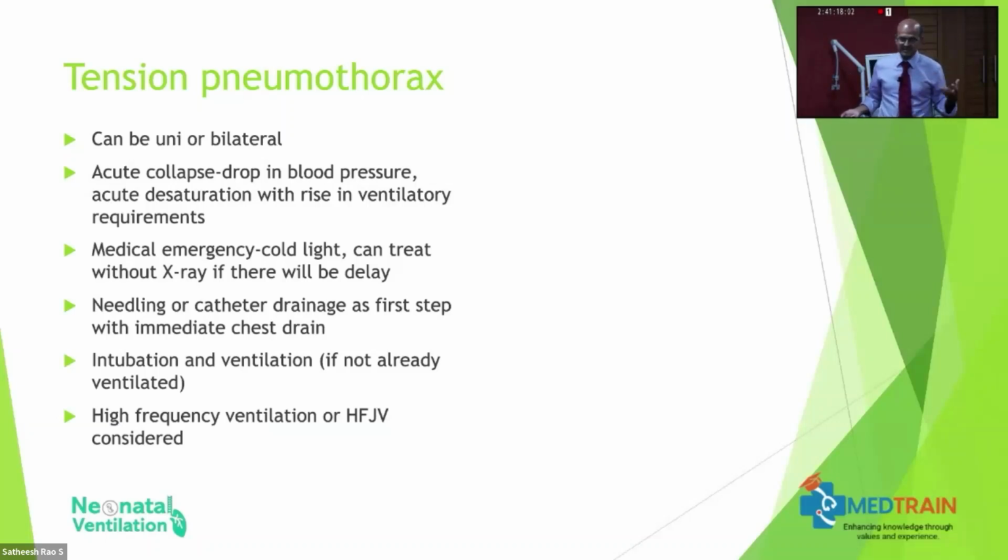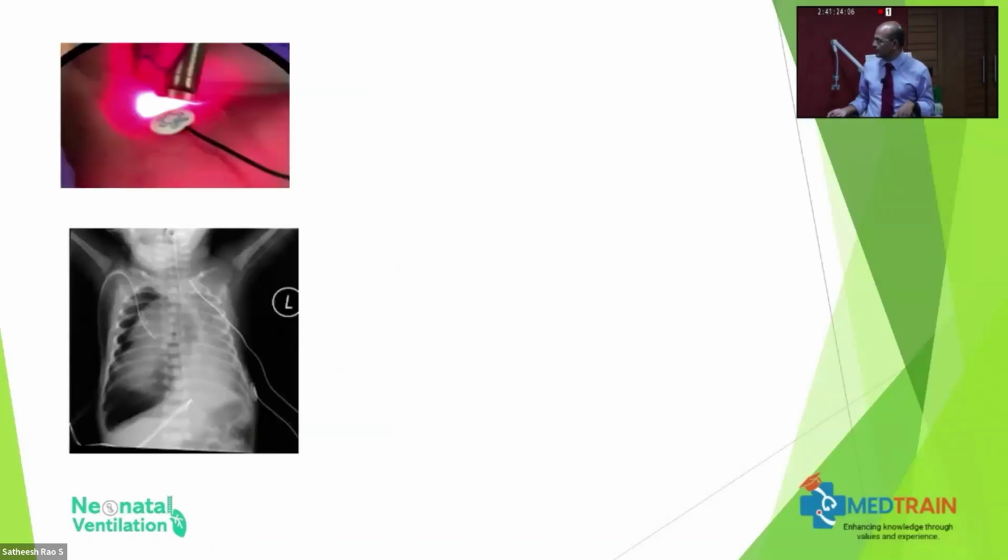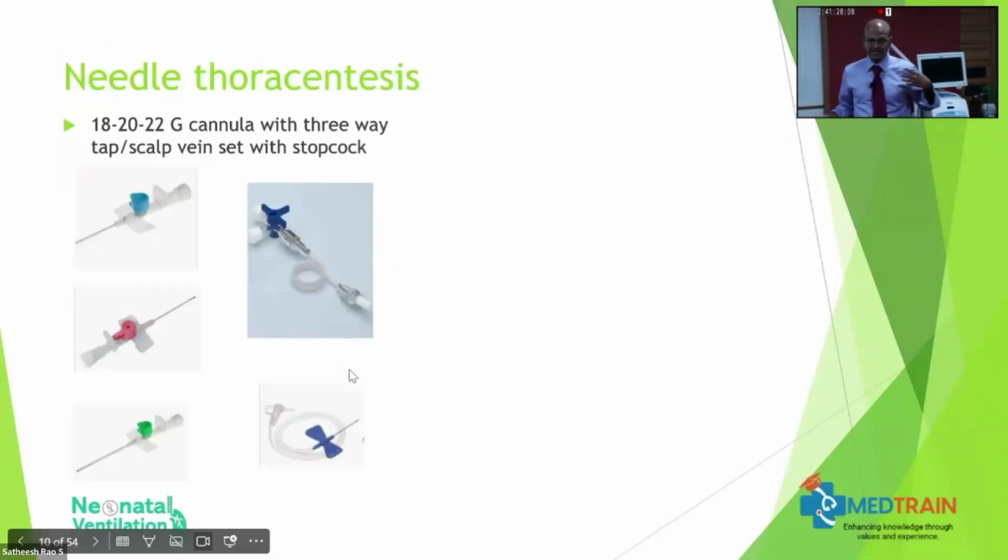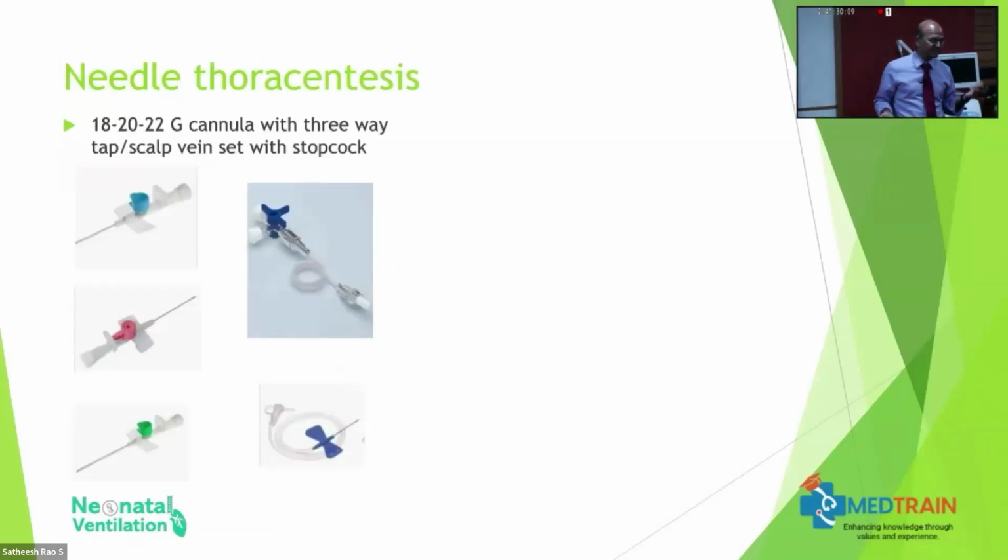Of course, a chest drain will be inserted as well, and high frequency ventilation is a good option if you have it. So transillumination, basically you have the cold light on that side of the chest and it will appear. You compare with the other side. In a very small baby like extreme premature babies, the chest is already small and transilluminant, so you may not be able to differentiate that clearly.